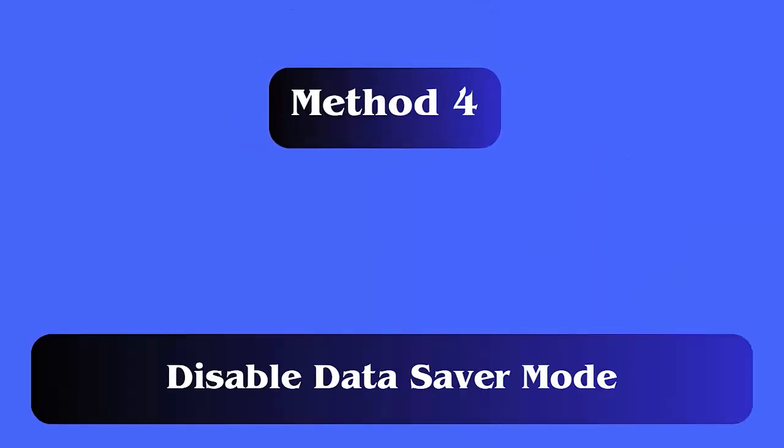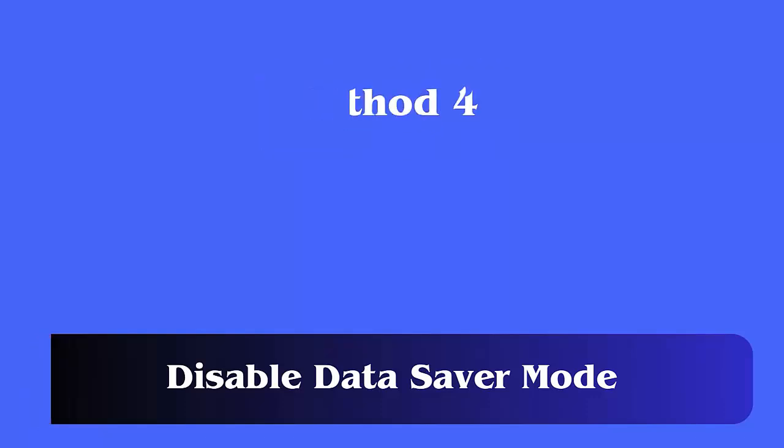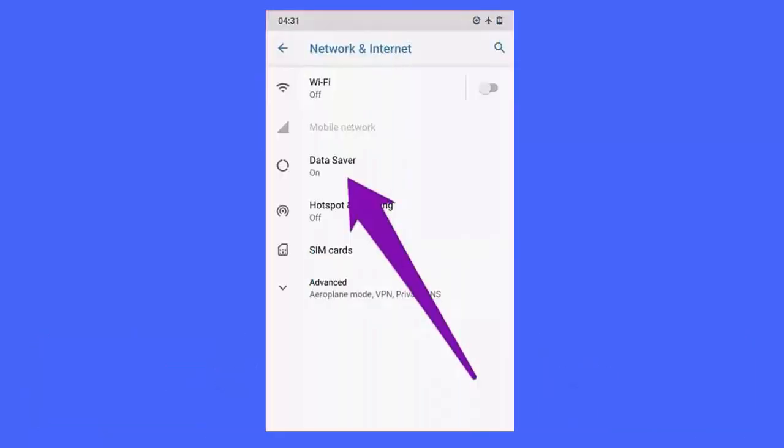Method 4. Disable data saver mode. Here is what you have to do. Launch Messenger and click on the menu icon in the top left corner. Now, click on the gear icon to open settings. Then, move down to click data saver and disable it.